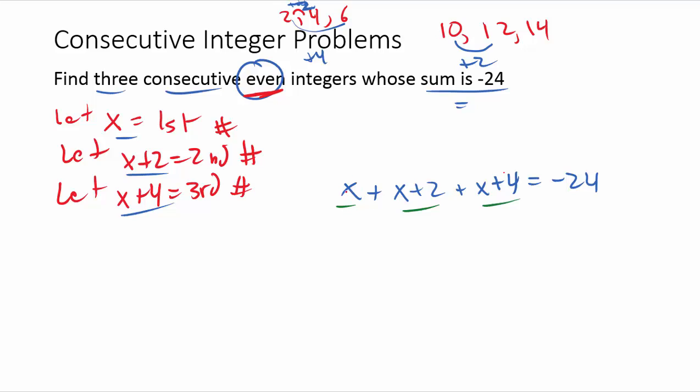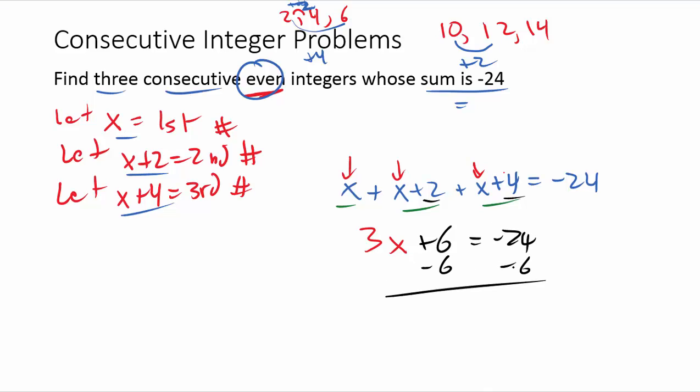So now I'll again combine my like terms. x plus x plus x will give me 3 x's. The 2 and the 4 are going to give me a 6. And now I'm just going to solve. I'll subtract 6 on each side, so I'll get 3x is equal to negative 30. And if I divide by 3 on both sides, I'll get x is equal to negative 10.